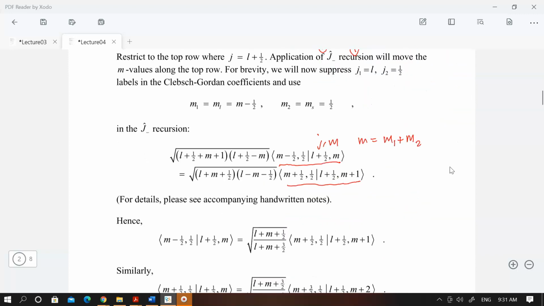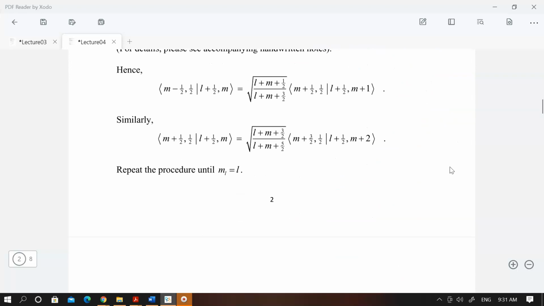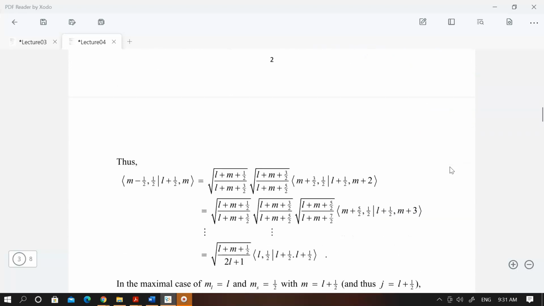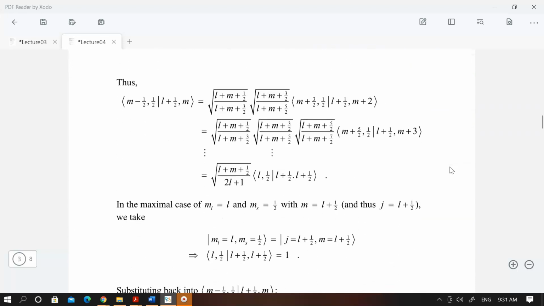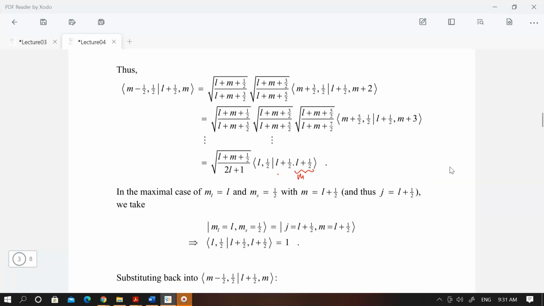Okay, so one can iterate this until you get to the topmost, which is going to be m equals L, so this is actually m. Okay, so you just iterate the formula that we had until it reaches the topmost. Okay, and then one has to fix something. I think it's the normalization condition.